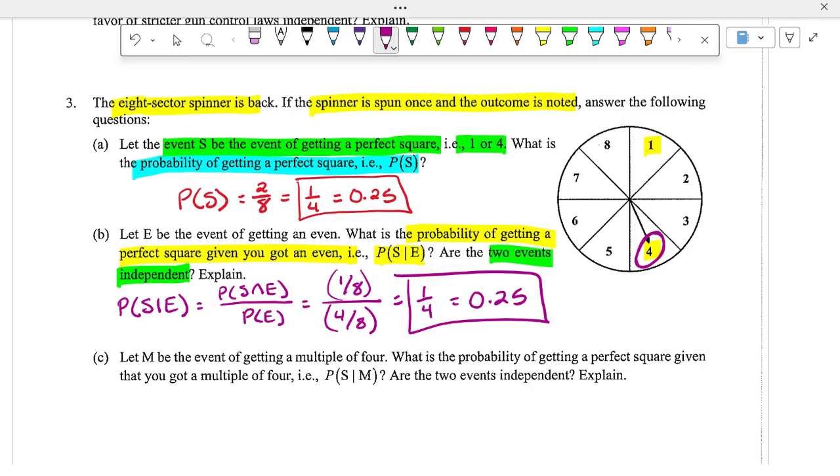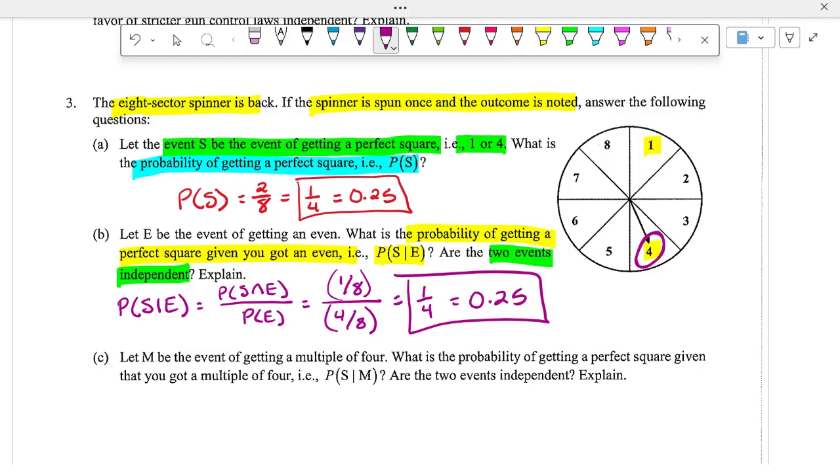Give me a hint. Look at the previous question too. So are they independent of each other? Yes or no? Oh, they're absolutely independent of each other. Why? Because they're both the same probabilities.